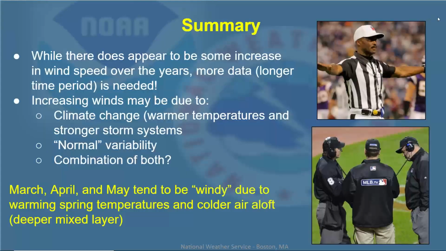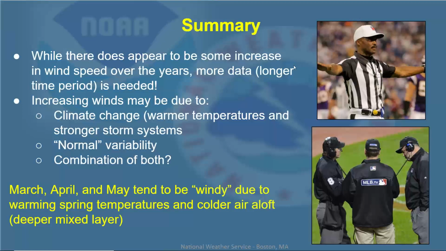So the summary on all of this: there does appear to be some increase in the wind speed over the years, especially at our coastal sites. But I would say more data, a longer time period is needed. Look at it, maybe go back a little bit more. But the increasing winds may be due to the climate change signal, some warmer temperatures, stronger storm systems. The sea breeze days would certainly argue for warmer temperatures. Is it normal variability or a combination of both?